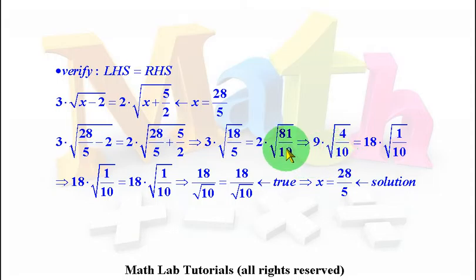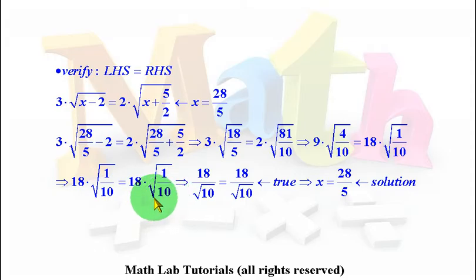On the right-hand side, this reduces to, let's see how I did the right-hand side. The square root of 81 is 9. So 9 times 2 is 18. And then we're left with the square root of 1 over 10. And now, finally, the square root of 4 is 2. So I extracted that. So on the left, I got 9 times 2 is 18 times the square root of 1 over 10. And on the right, I have 18 times the square root of 1 over 10.